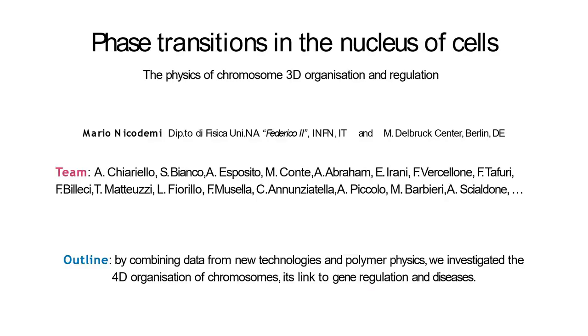Because, you know, all our cells have the same genes, the same DNA, and so why in one cell is one gene active and in another cell the same gene is turned off, or why does an oncogene, which has been silent for years, suddenly turn on? And as you guess from the title of my talk, we think that this is in part controlled by phase transitions taking place in the nucleus of cells.